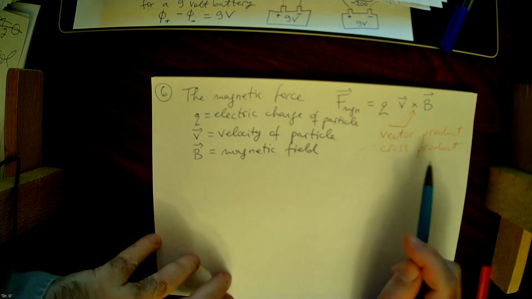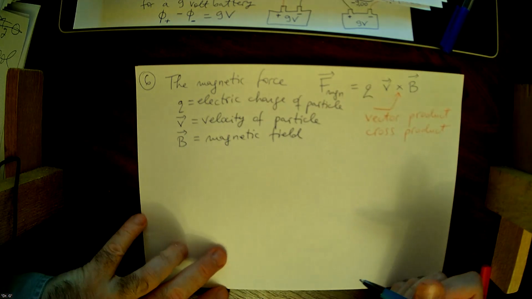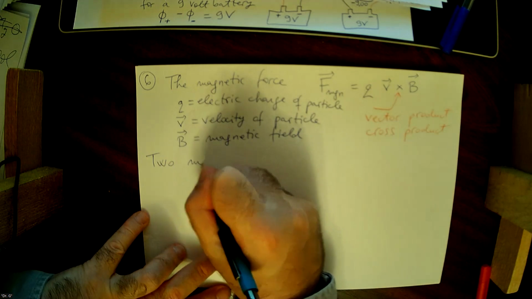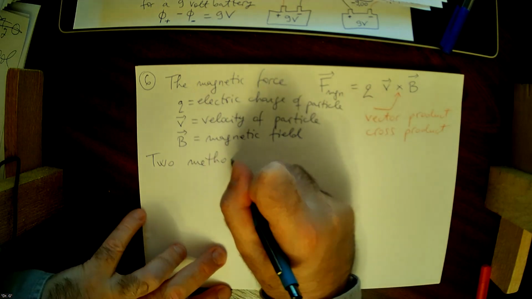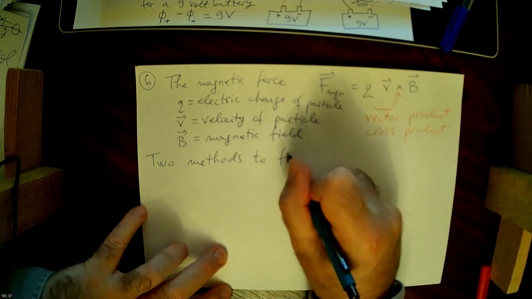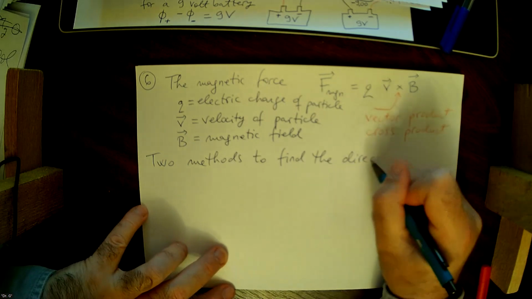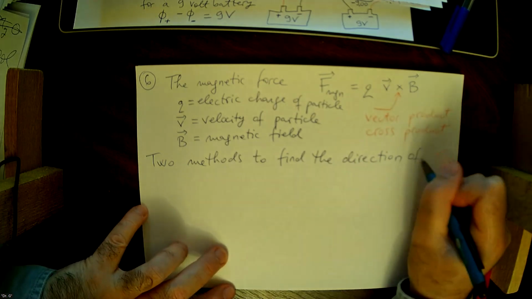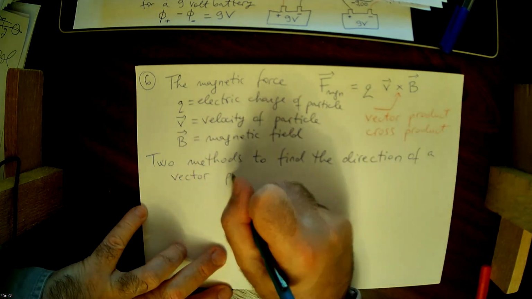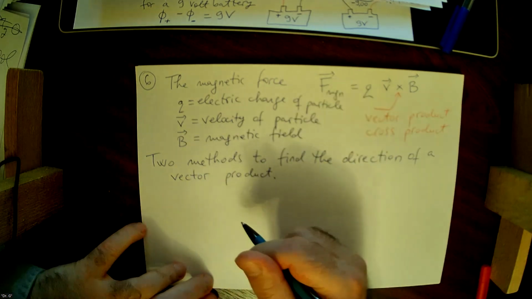How do you calculate the cross product? Well, there are two methods to find the direction of the vector product. I recommend you two methods.